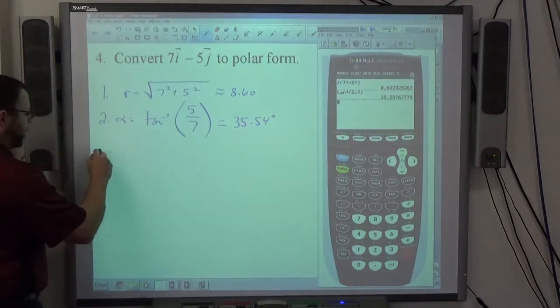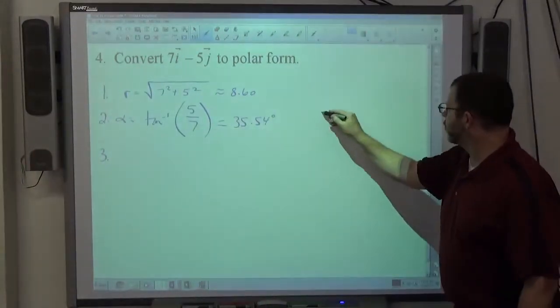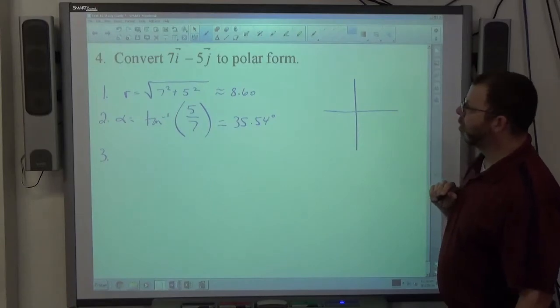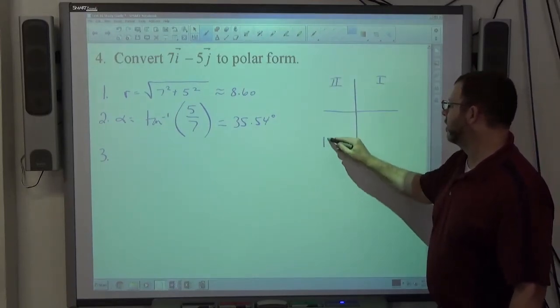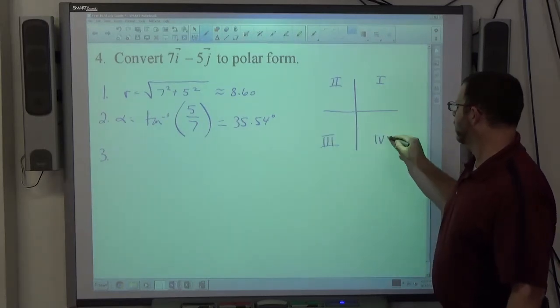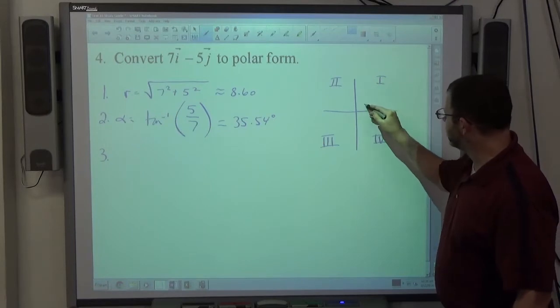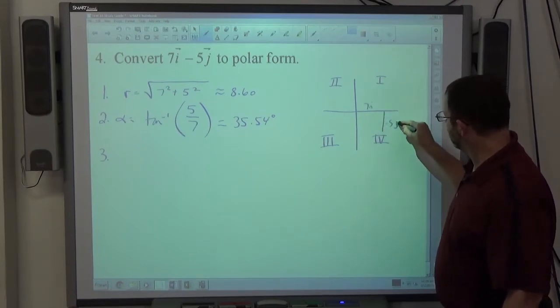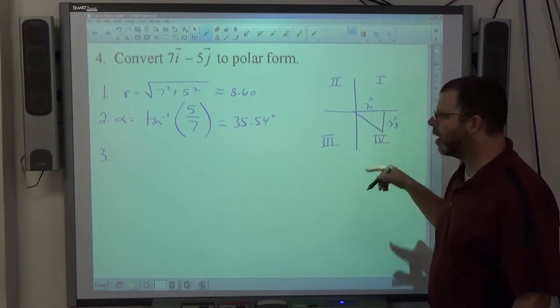Finally, step 3, that's where the minus sign matters. We're trying to convert to polar form. We need to determine what quadrant we're in. Their choices are first, second, third, and fourth. 7i minus 5j takes me to the right and down, so my vector lives in the fourth quadrant.